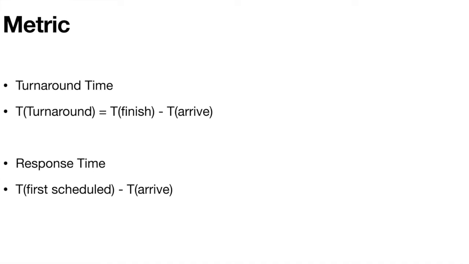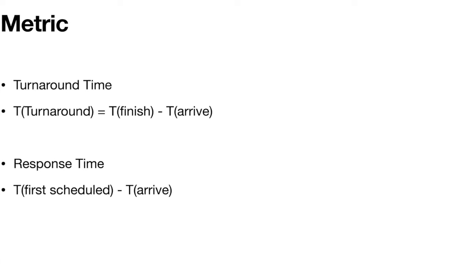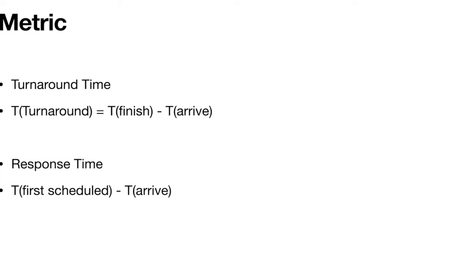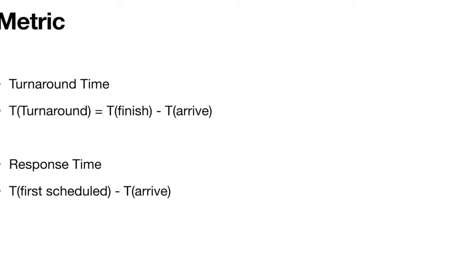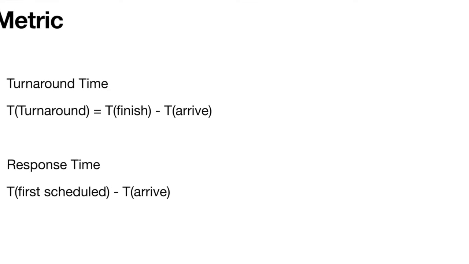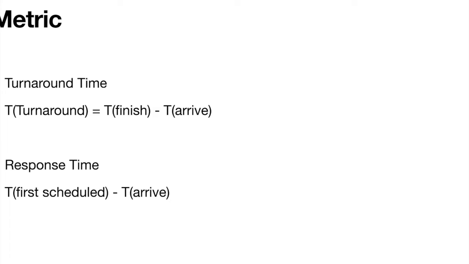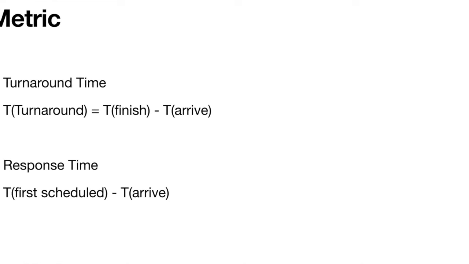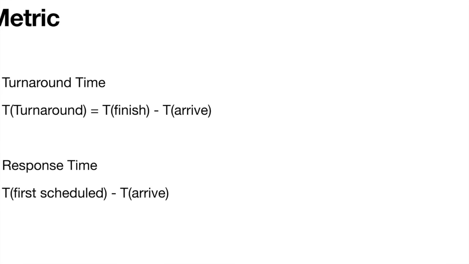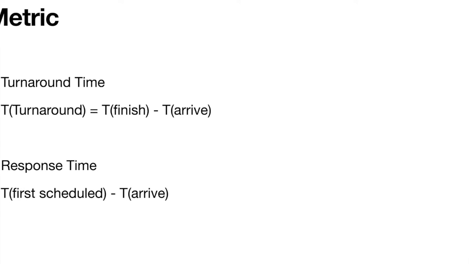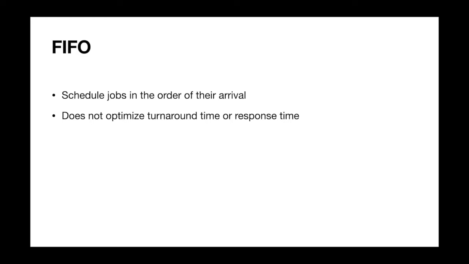A good response time means that the user will wait less time before they first get any feedback, so it improves interactivity. And a low average turnaround time means that on average, every task takes less time to finish. So our objective is to minimize both turnaround time and response time.